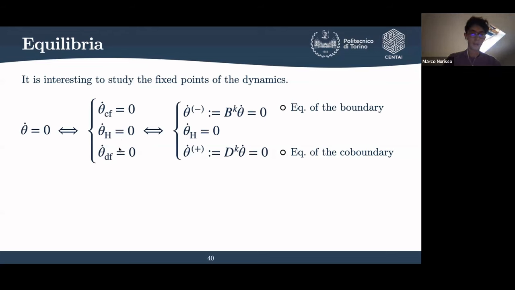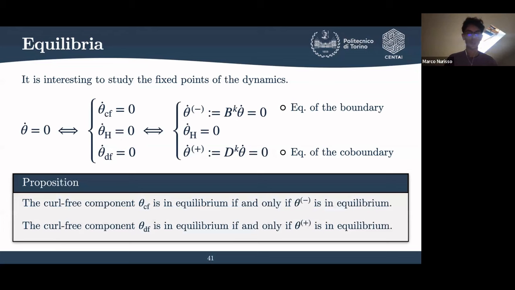And just a technicality, it is actually not very easy to work with the curl-free and divergence-free components separately, because this would amount to considering projections into subspaces of the chain space. And when you talk about equilibria, it turns out that you can prove a simple proposition, which tells you that you can equivalently work with other quantities, which are theta minus and theta plus, which are basically projections of the phases on k minus 1 or k plus 1 simplices.